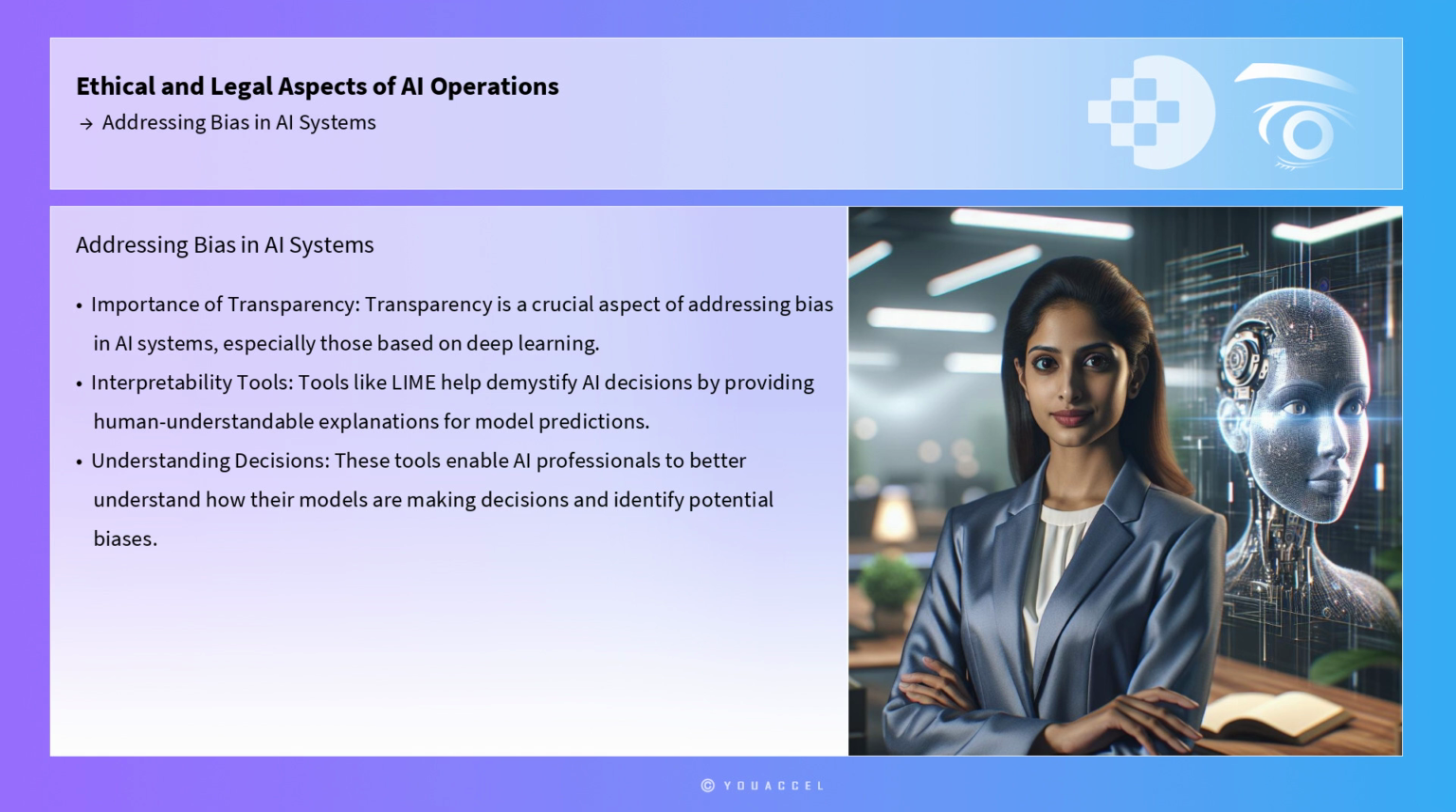Transparency is another crucial aspect of addressing bias. AI systems, particularly those based on deep learning, are often criticized for being black boxes with decisions that are difficult to interpret. Interpretability tools such as LIME can help demystify AI decisions by providing human-understandable explanations for model predictions. By using such tools, AI professionals can better understand how their models are making decisions and identify potential biases in the decision-making process.